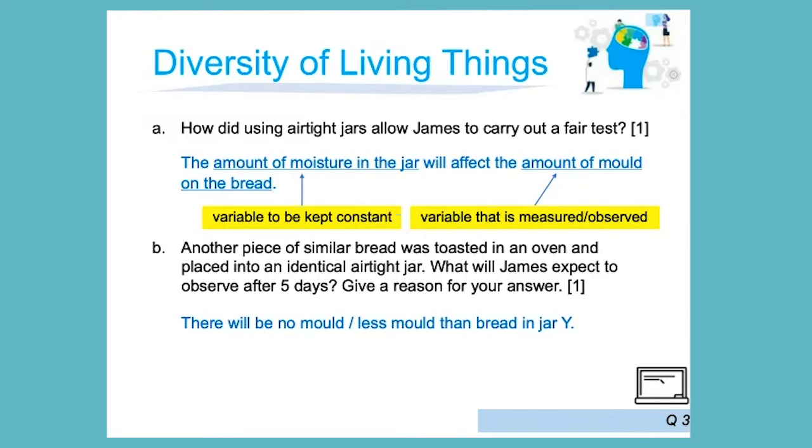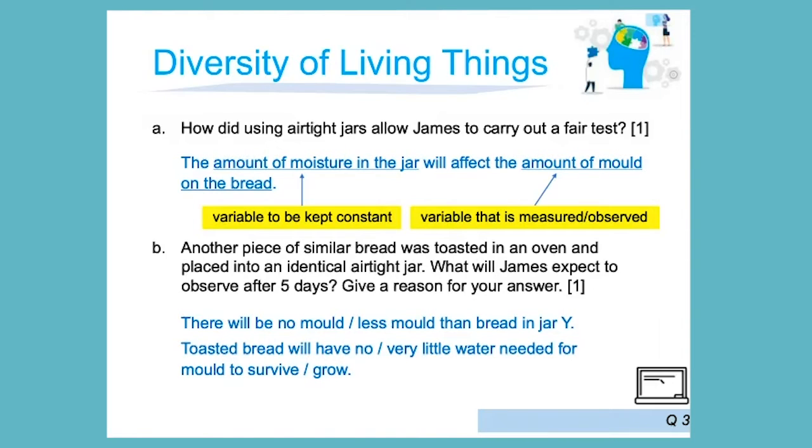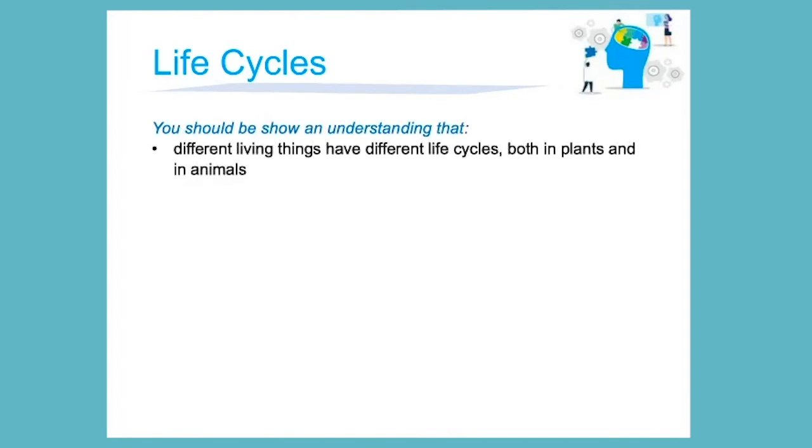So give a reason. Because a toasted bread will have less water than the bread in jar Y. So you can either say toasted bread has very little water or no water that is needed for the mold to grow. All right. Okay, next one, we're going to the topic of life cycles. In this particular topic, you need to be able to show an understanding that different living things have different life cycles in terms of its stages, both in plants and in animals.